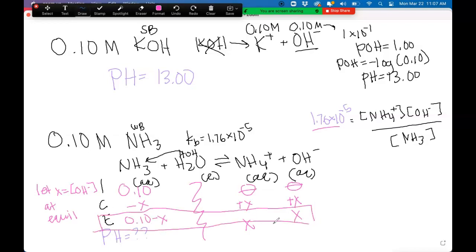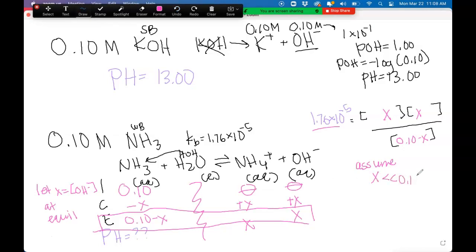Next step is, sorry about that, is to plug into my equilibrium expression. So the ammonium is X, the hydroxide is X, and the ammonia is 0.10 minus X. And then we get to do this nifty thing where we assume X is much smaller. X is much smaller than 0.1. And that allows me to go bye-bye. Now I don't have to do the quadratic.